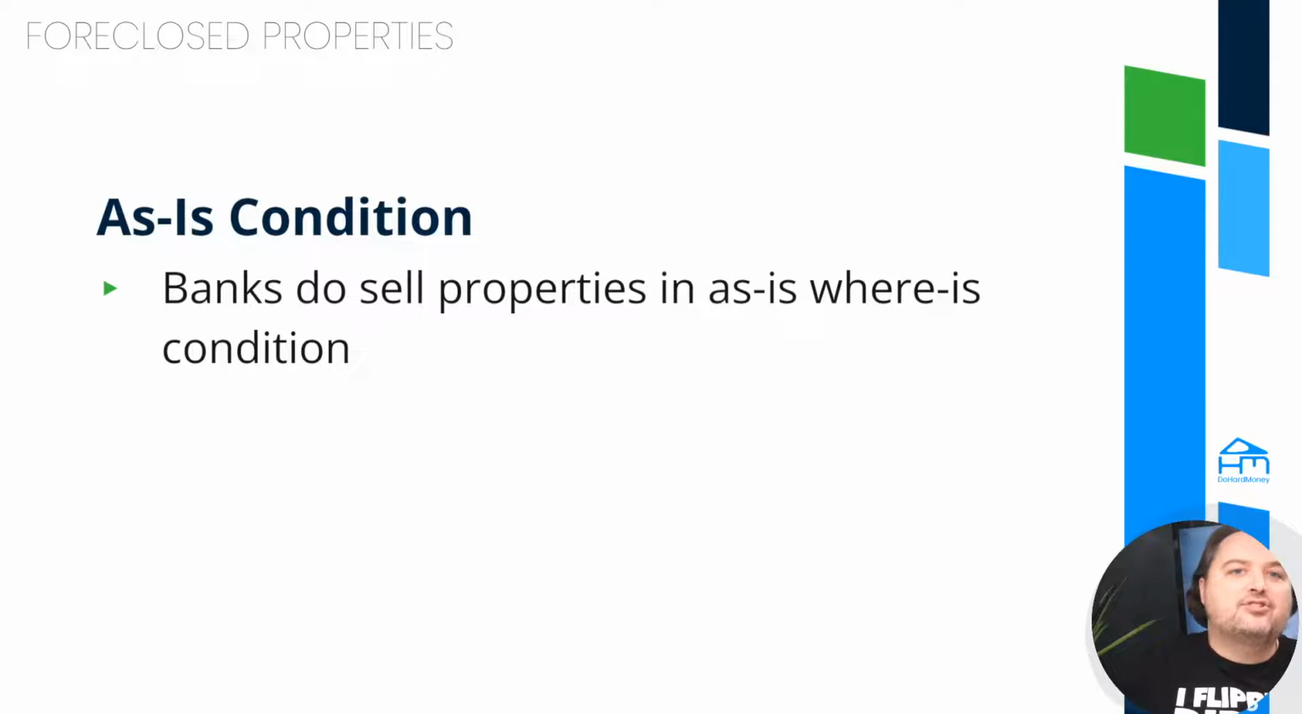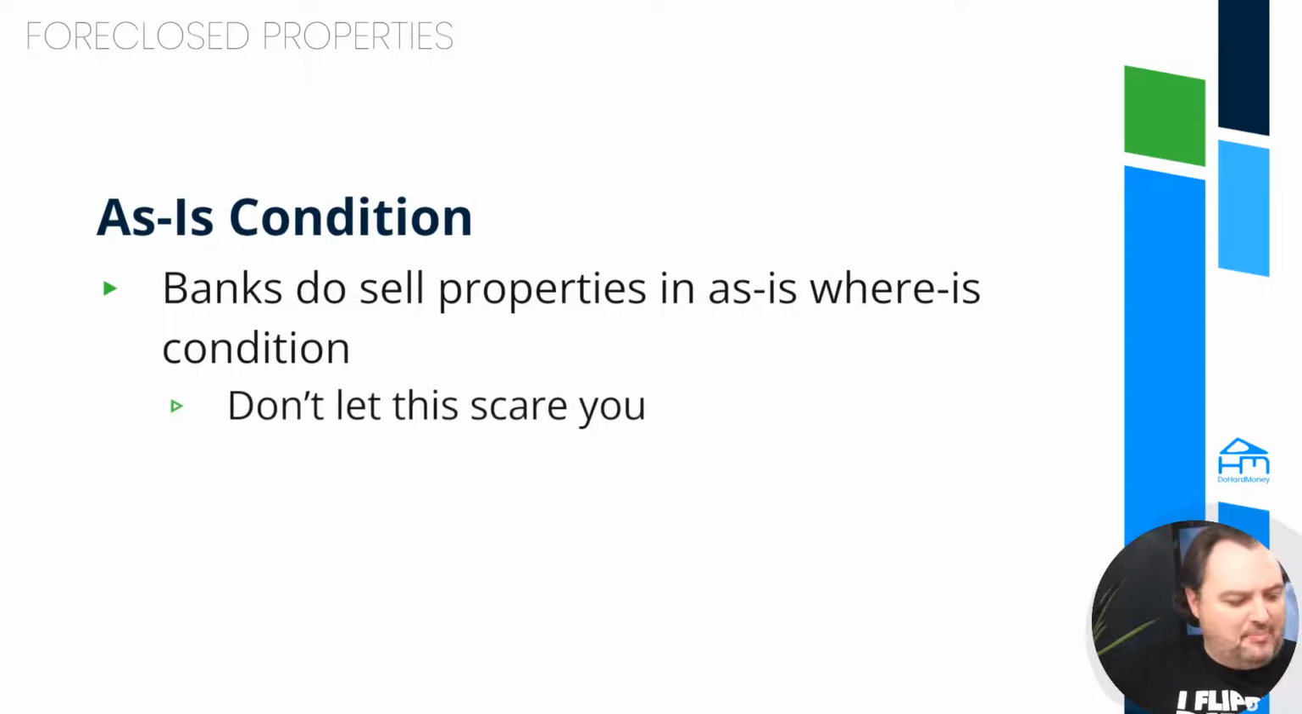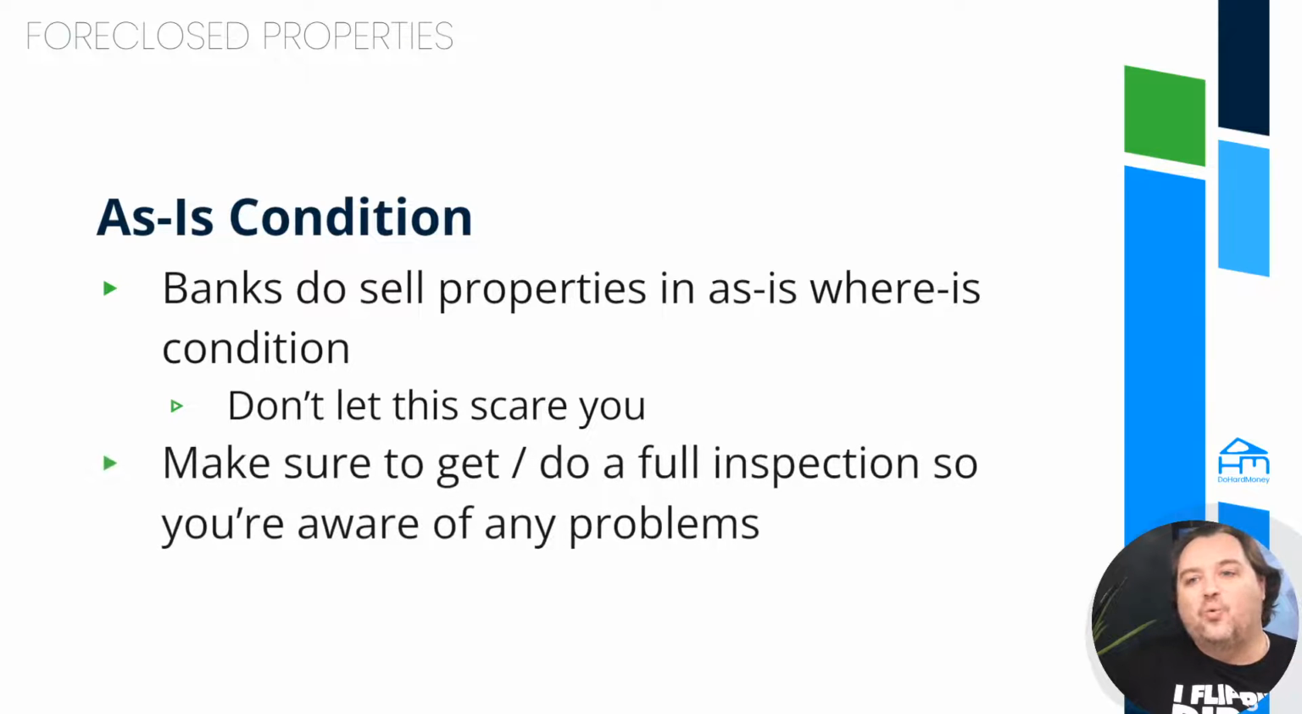As is condition. Banks do sell properties in as is, where is condition. Even if they fix it up, they're going to do that. But the as is, where is shouldn't scare you. It's basically just saying, we haven't lived there. We don't know anything about it. We don't want you to come back and sue us later. That's basically what that means.